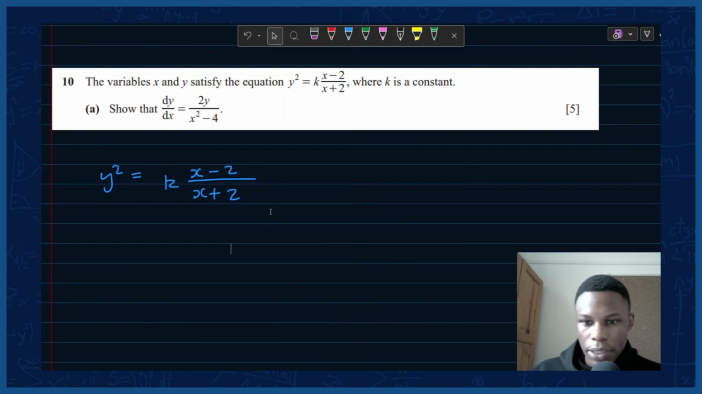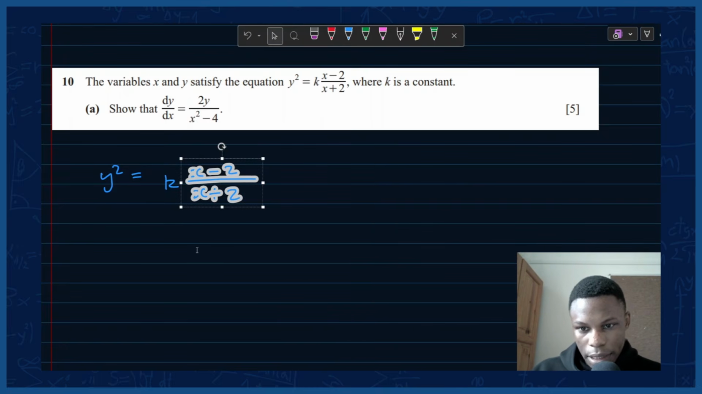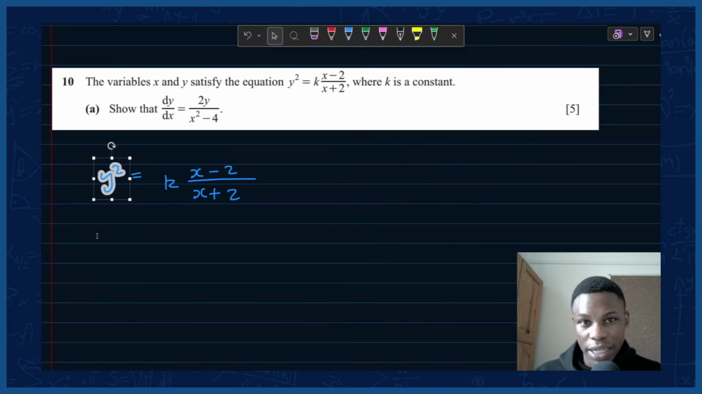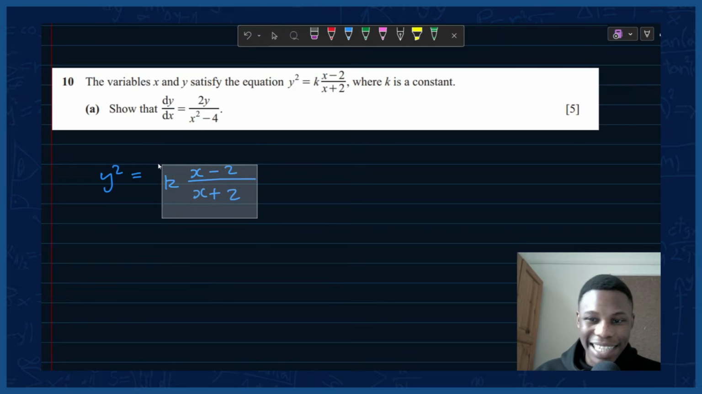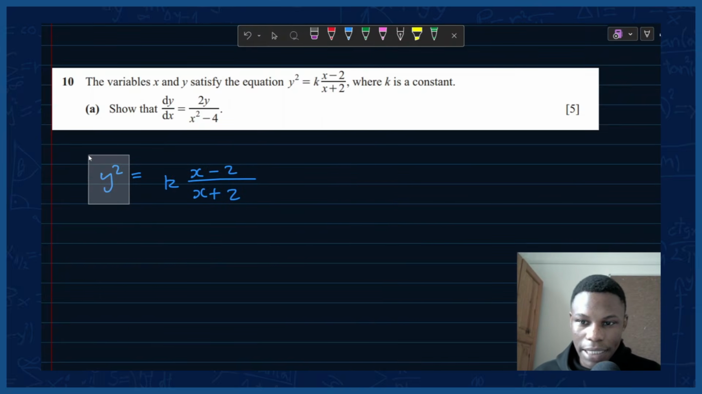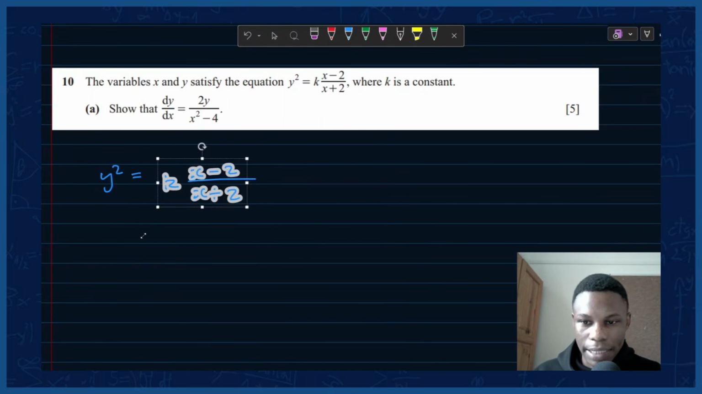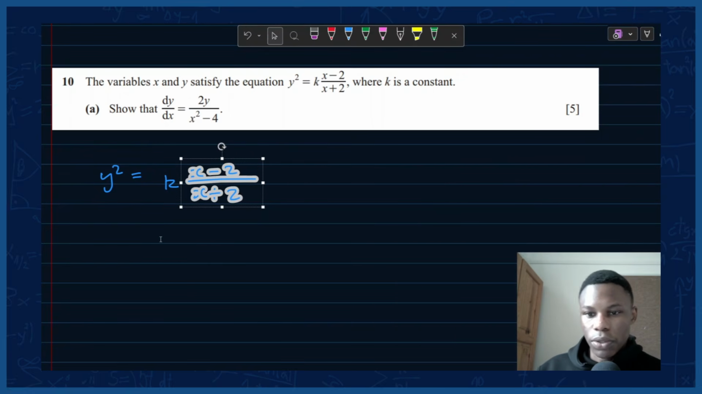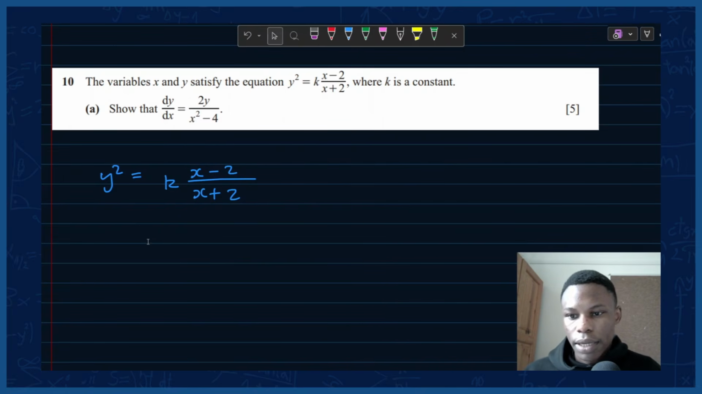Okay, so on the right, because I have a fraction, I'm going to use the quotient rule. On the left, because I have y squared, I'm going to differentiate this implicitly. So this is technically implicit differentiation, where I differentiate the left-hand side separately and the right-hand side separately. On the right-hand side, I'm going to have to use the quotient rule. If you differentiate y squared, you're going to get 2y dy/dx. In fact, let's ignore that for now because we need to do the quotient rule.